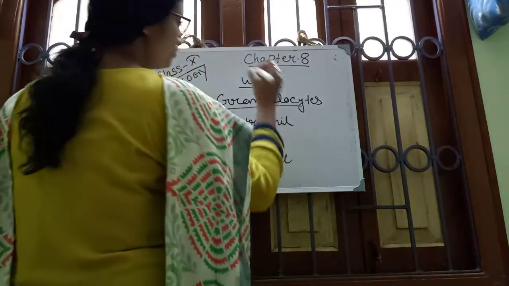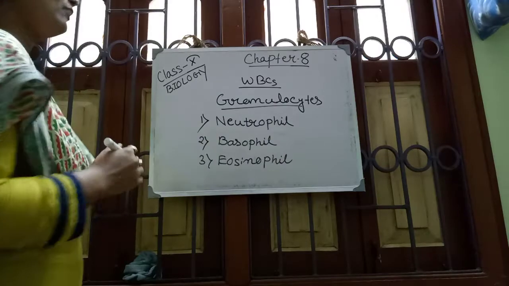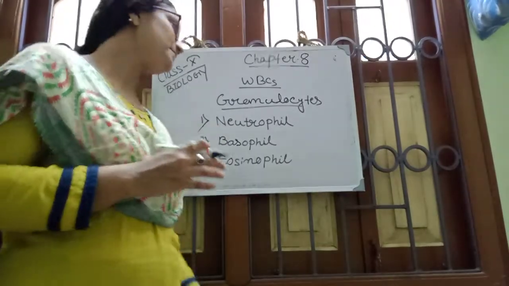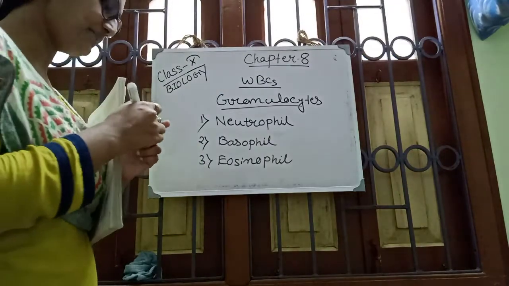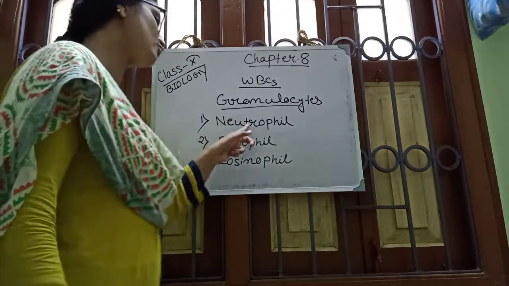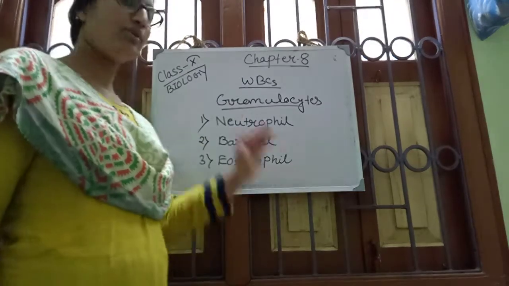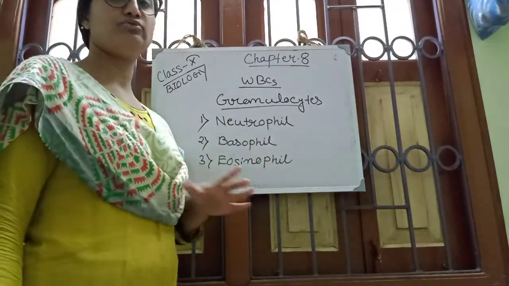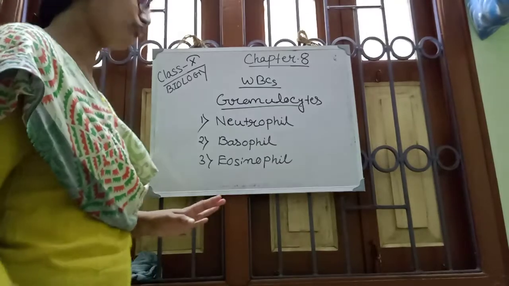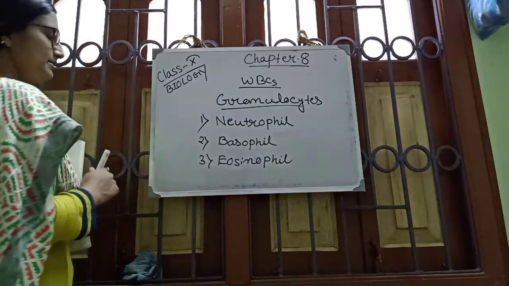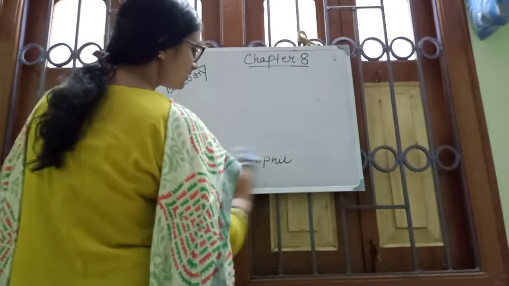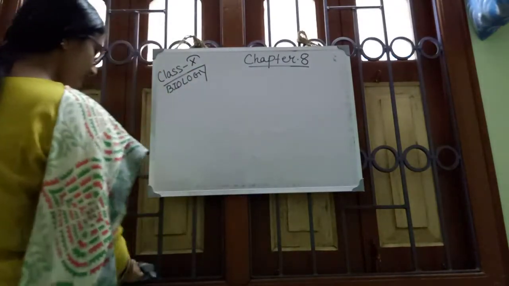In the WBC there are two components, granulocytes and agranulocytes. Granulocyte means granules are there. They are divided into three types: neutrophil, basophil and eosinophil. One by one I will discuss. First, neutrophil. What is the structure of neutrophil and what is its function? See here, this is the neutrophil.